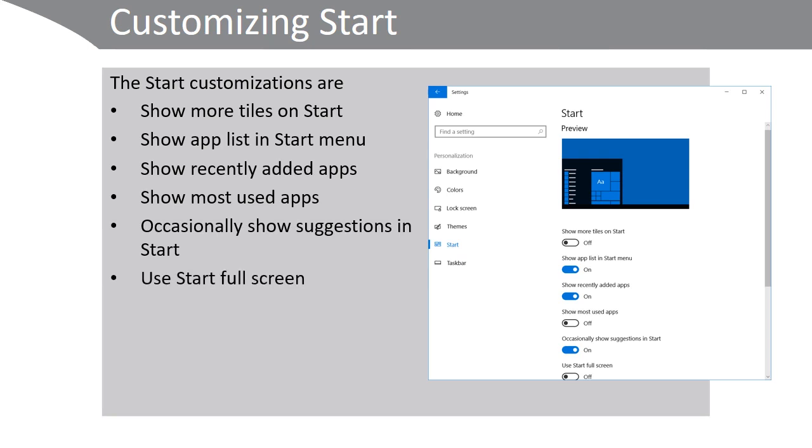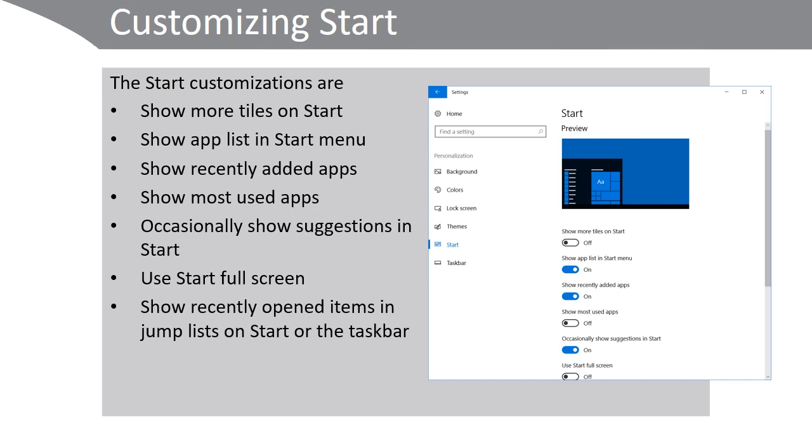You can use Start full screen, but if you've got a device like I have, a convertible, that is one which switches from tablet to laptop mode and back again by folding over the keyboard, then Windows will automatically detect that change in the physical hardware's orientation, and that will be reflected in the way that Start is displayed to you.